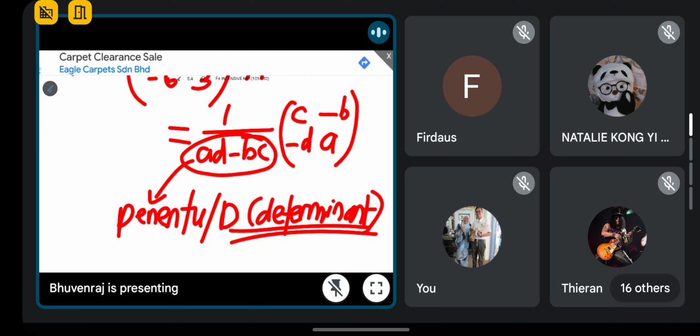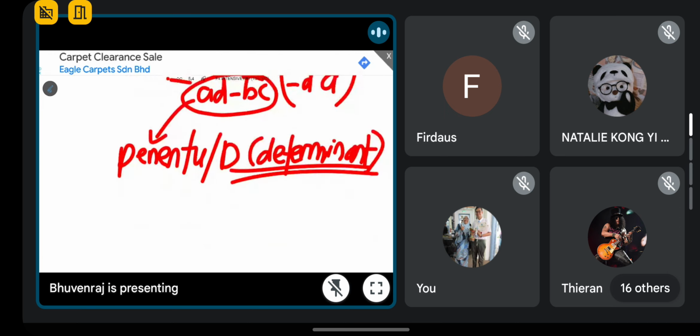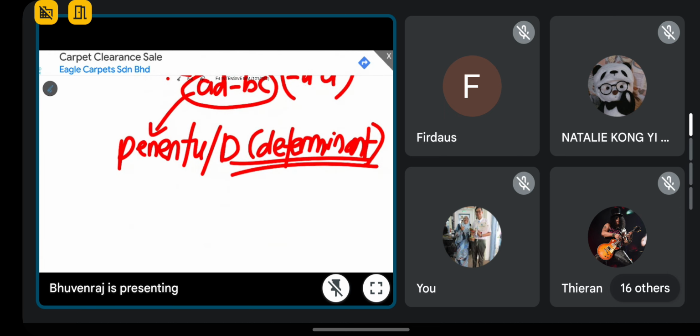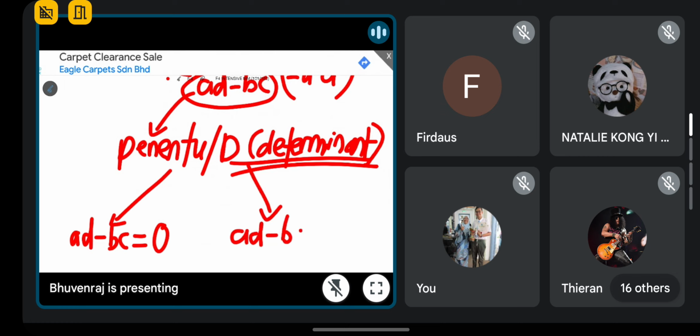Okay, so there are two conditions over here. One of it is AD minus BC, the value nilai dia sama dengan kosong. Satu lagi keadaan, AD minus BC is not equal to 0. Okay, so these two mean different things. Dua-dua ni membawa maksud berlainan.